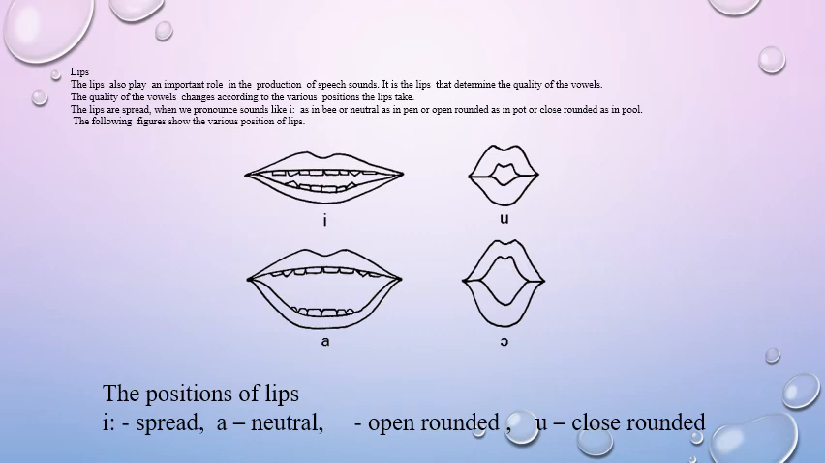When we say ah, as in fought, then we find it is open rounded. When we say pen, it is neutral. When we say bean, it is spread. So like that we find out the position of the lips.